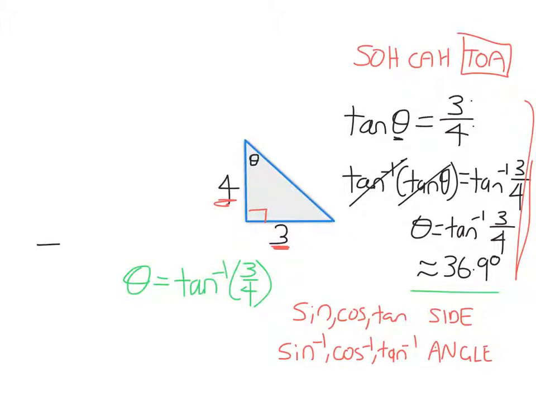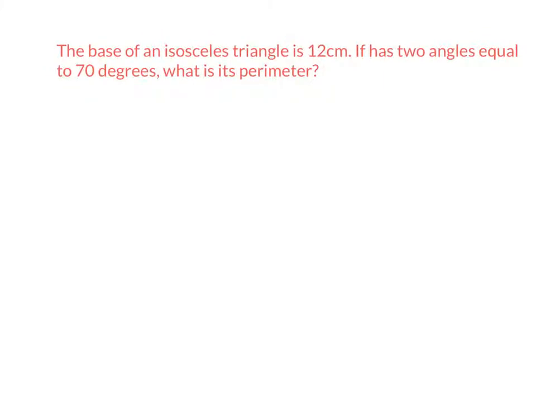All right, now we're just going to try a question that's a little more challenging. So let's have a look at this question here. Base of an isosceles triangle, 12 centimeters, two angles equal to 70 degrees, and we're going to find its perimeter. So you might be thinking, hang on a minute, this isn't a right-angled triangle. Well, whenever you're given some information like this, worded information, turn it into a diagram, and then we'll see what we can do with right-angled triangles.